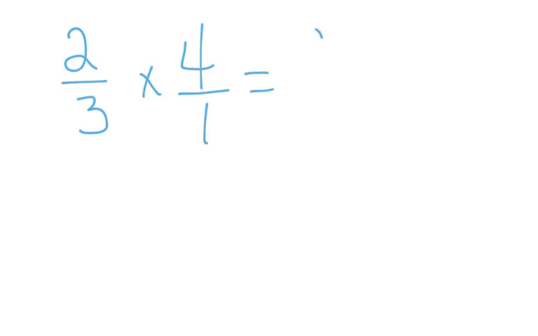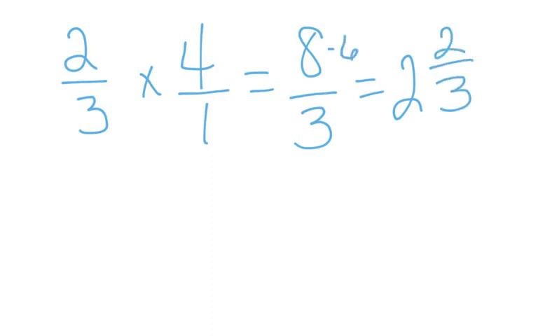So 2 times 4 is 8. 3 times 1 is 3. And then I would divide. 8 divided by 3 is 2. 2 times 3 is 6. Once I subtract, that gives me 2/3. So 2 2/3 would be my answer.